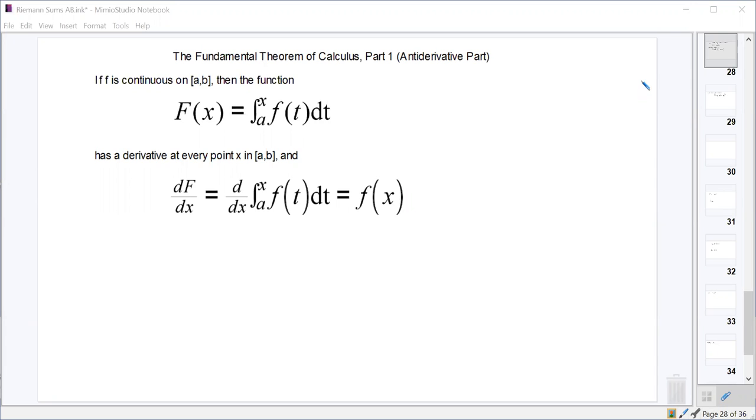So there are two parts to this fundamental theorem, like I said. One is the antiderivative part, and the other is the evaluation part. So we're going to first start with the antiderivative part.